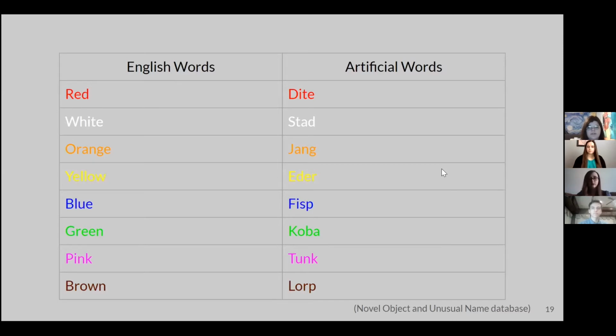So these were the artificial words that we used. They were pronounced pretty phonetically: dite, stad, eater, jang, etc. We found these artificial words in the novel object and unusual name database. In an effort to be consistent, we chose words that were 4 letters long.